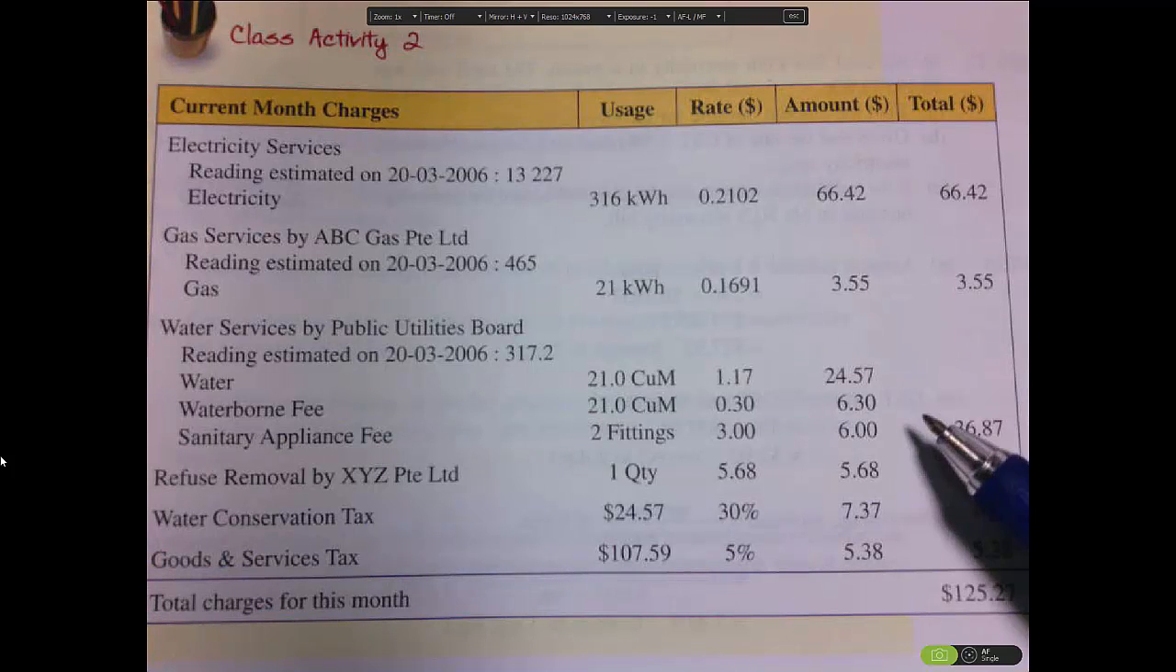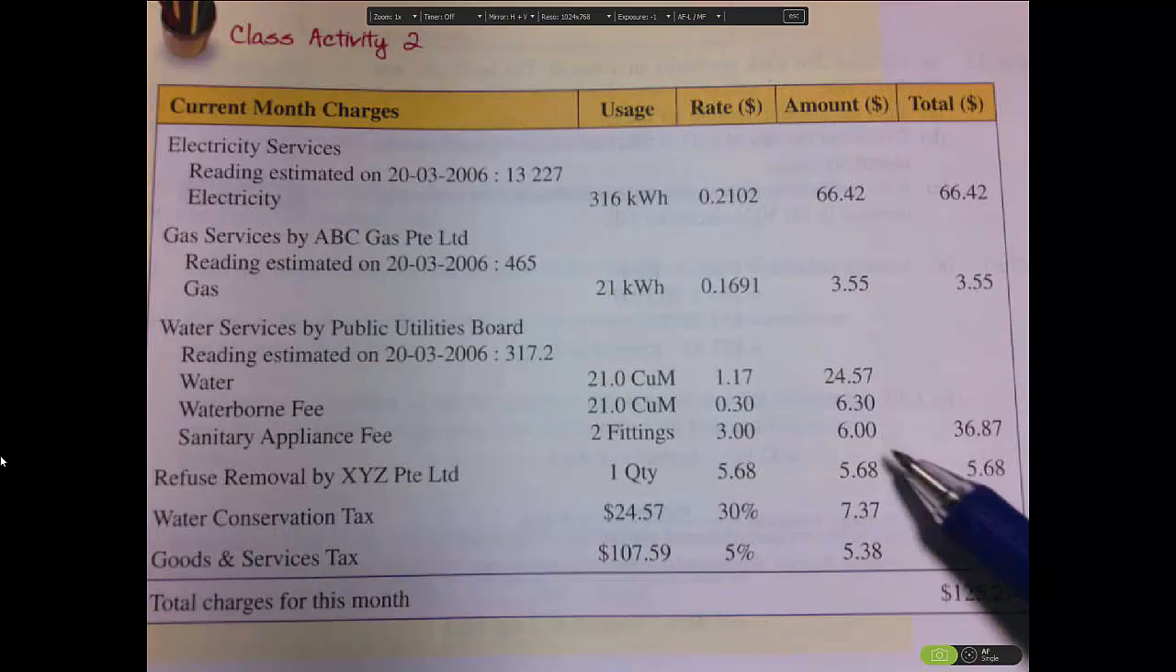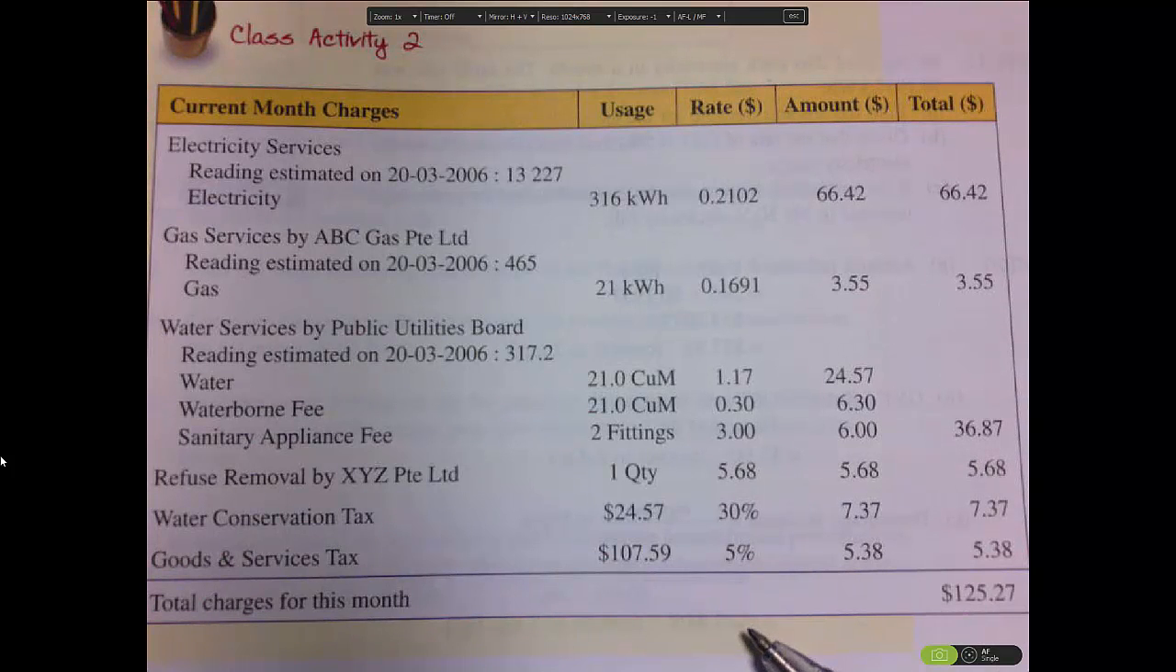You're not charged GST on the waterborne fee and the sanitary appliance fee. And also take note, the current rate of GST is no longer 5%. That is in the past when this textbook was written. It's now actually 7%. 7% of 107.59, you get $5.38.